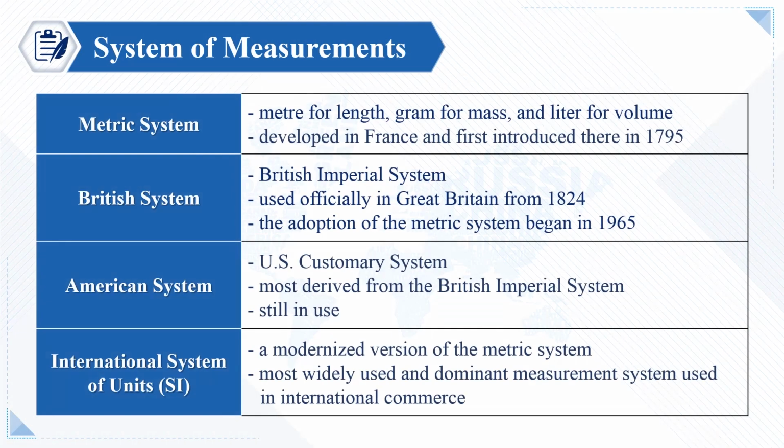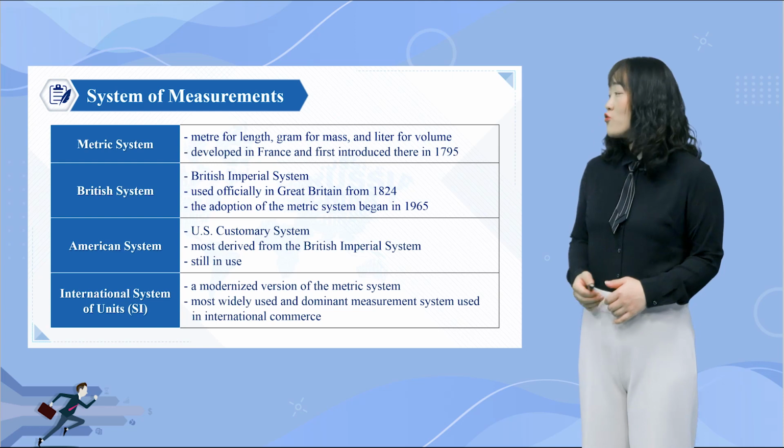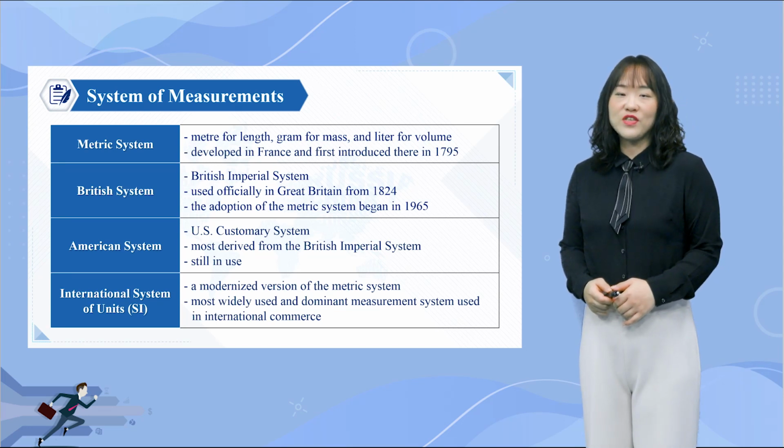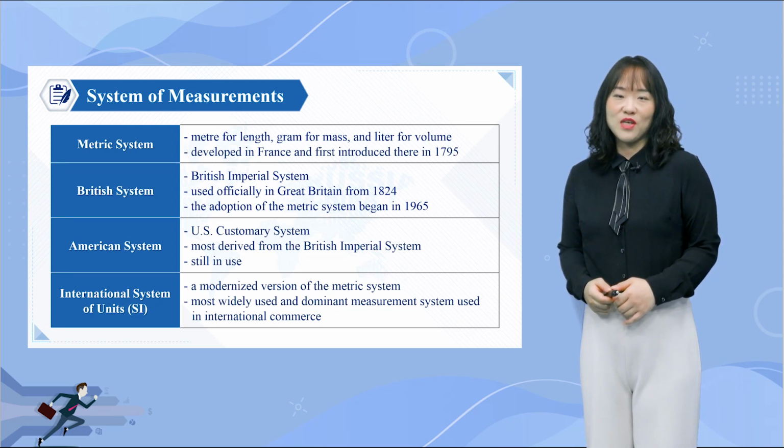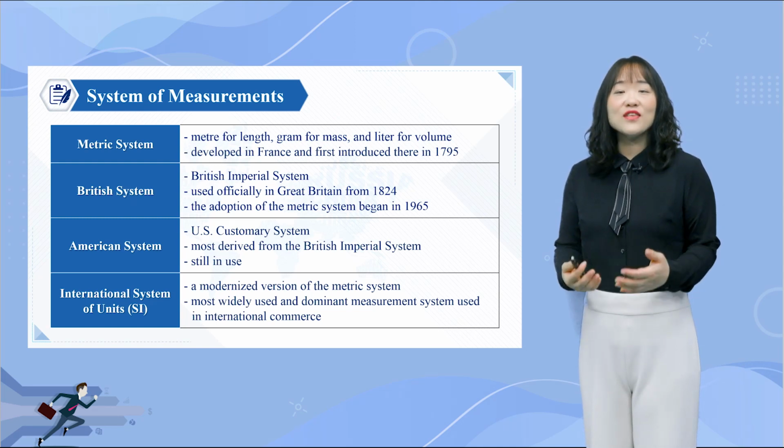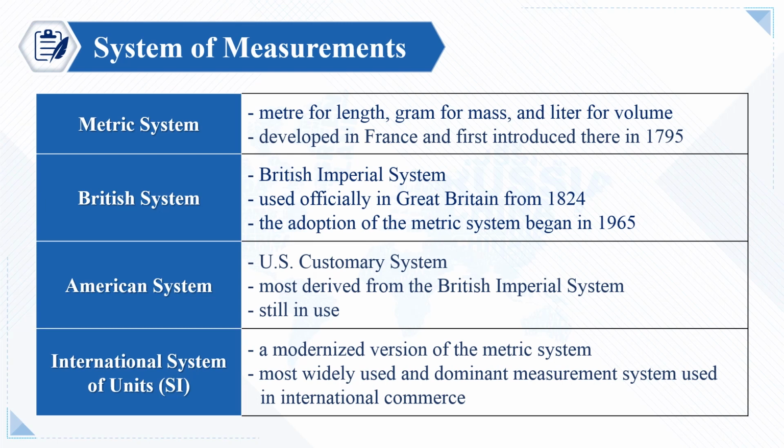The metric system, the British system, the US system, and the international system of units are generally used in international trade nowadays. Metric system is the name for a number of different systems of measurement with length based on the meter, mass on the gram, and the volume on the liter. This system is used around the world. It was developed in France and first introduced there in 1795.